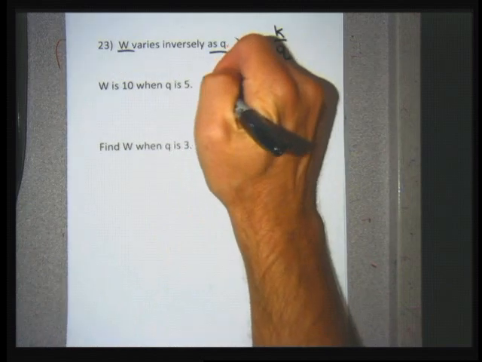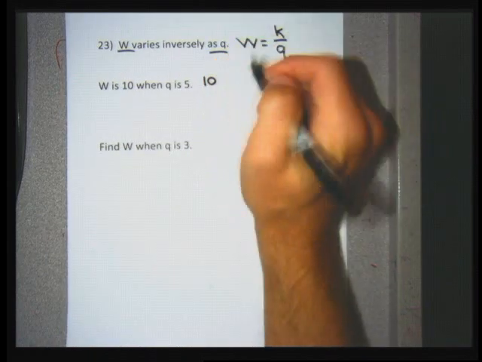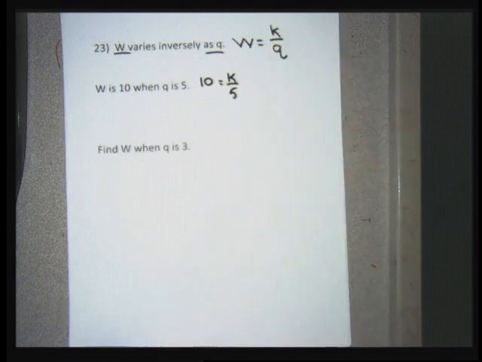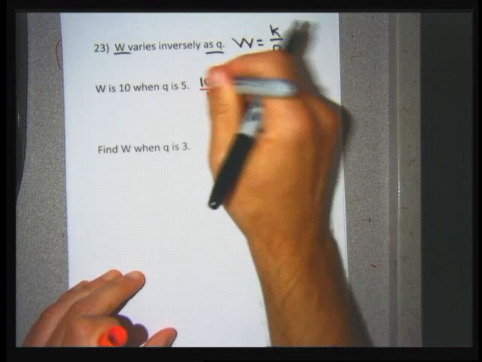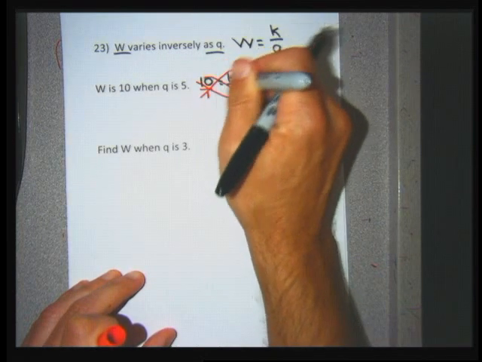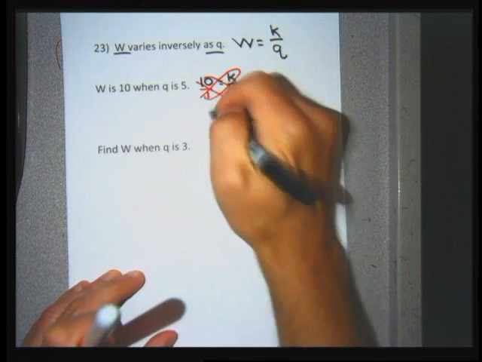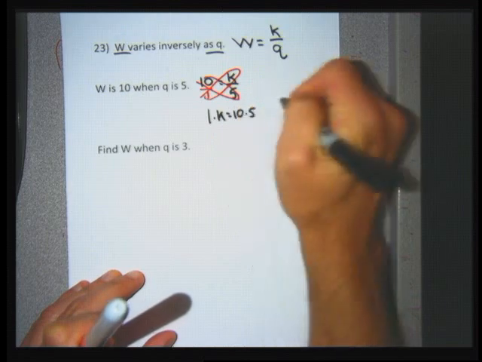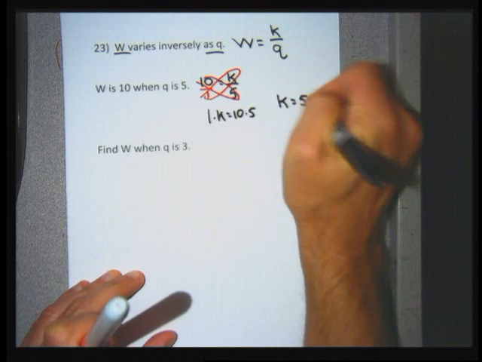I'm going to plug it from the second sentence, 10 in for w, 5 in for q. I'm going to set this up to cross multiply. I'm going to write the 10 as 10 over 1, cross multiply down and up. That gives me 1 times k equals 10 times 5. So the second sentence leads me to k equal to 50.